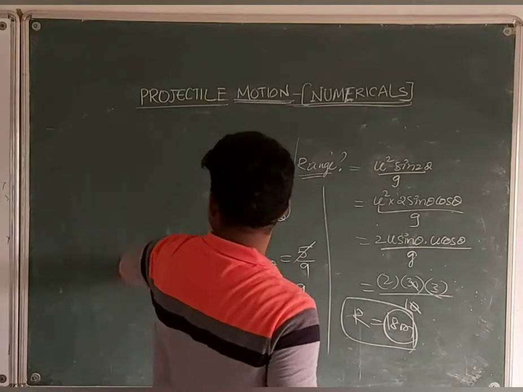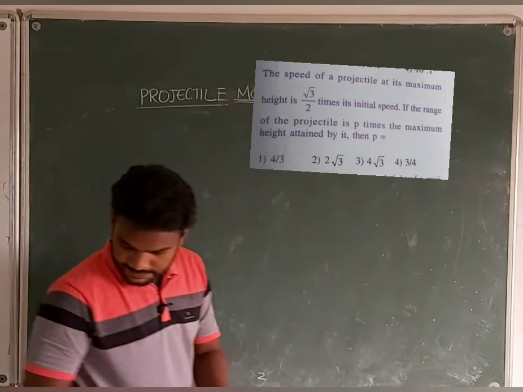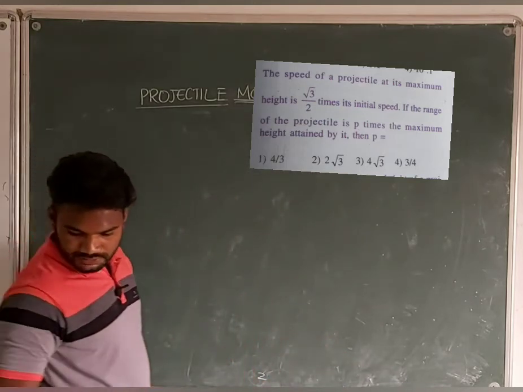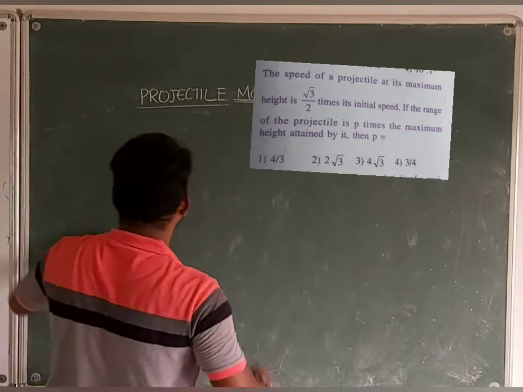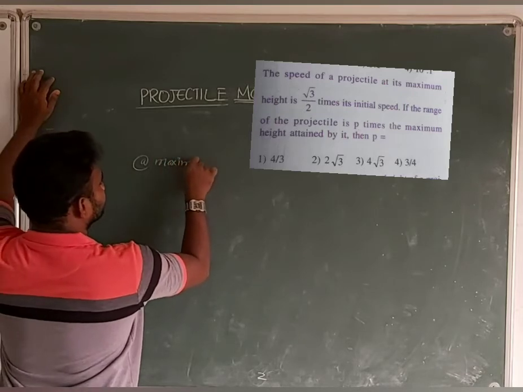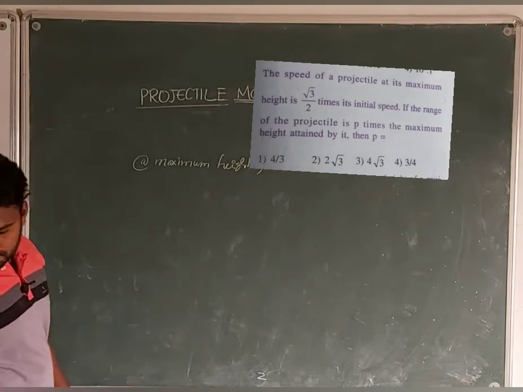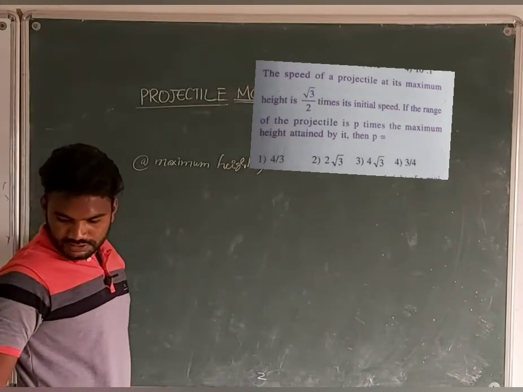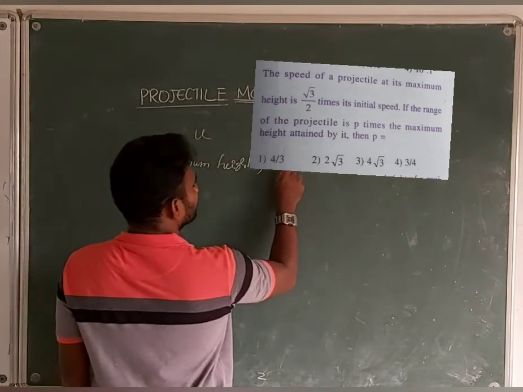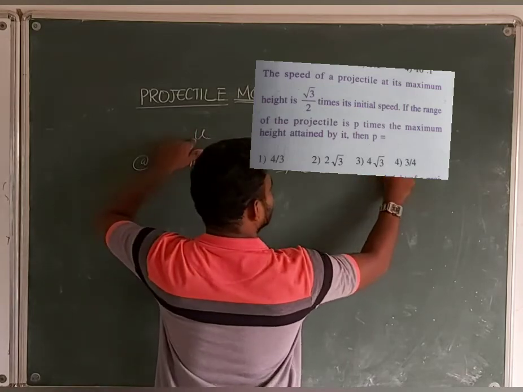Students, concentrate here. Yes, write down this question. The speed of the projectile at maximum height is root 3 by 2 times the initial speed. Write down: at maximum height, the speed of the projectile is root 3 by 2 times the initial speed. Let me consider the initial speed is u. At maximum height the speed is u cos theta, and it is root 3 by 2 times the initial speed. This is the condition as given.